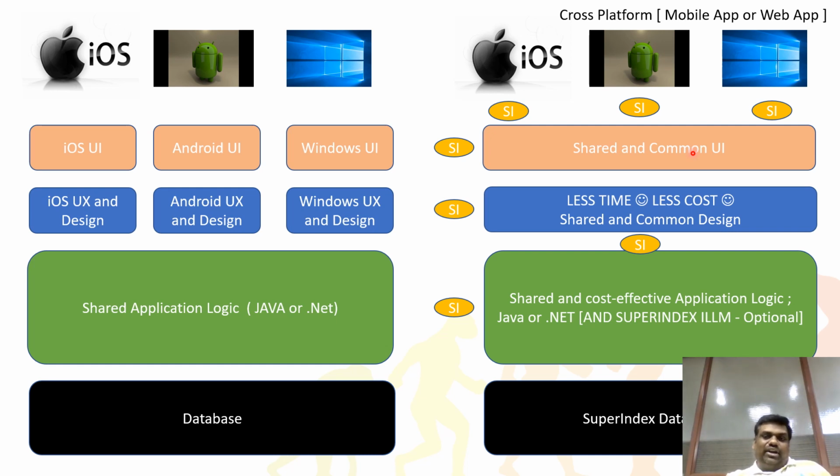shared and common UI. So when it comes to UX and design, usually people say it takes less time and less cost when you go for a shared and common design for everybody. Coming to Superindex, we have that feature as well, and we have very good features in Superindex which solve the cost. The cost can be understood in two ways: either money, or the usage, the CPU and memory usage in the mobiles and everything. We'll talk more about that in the later slides.